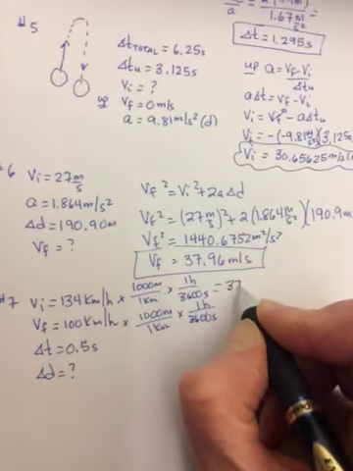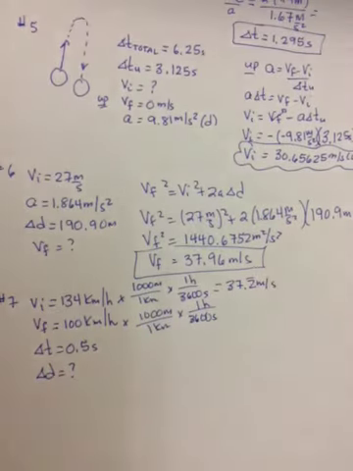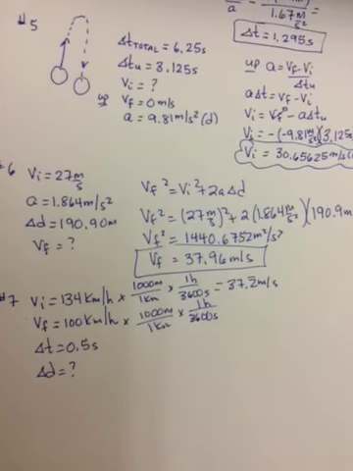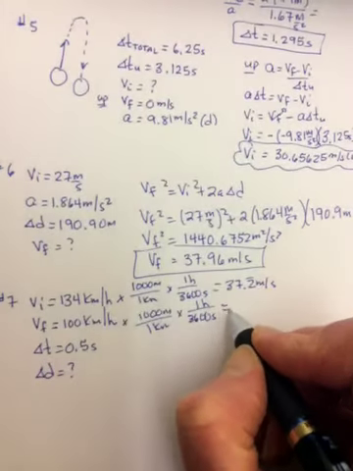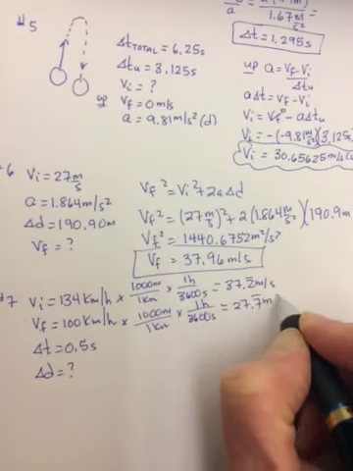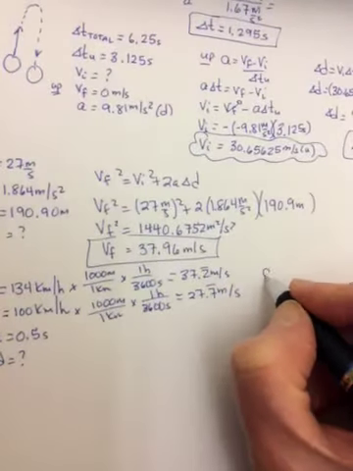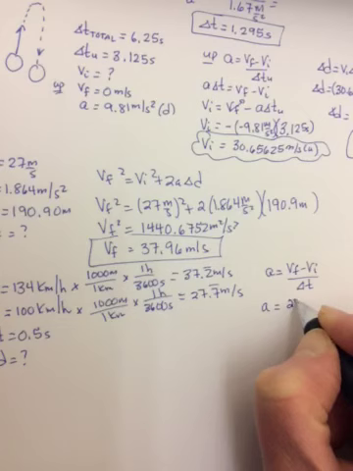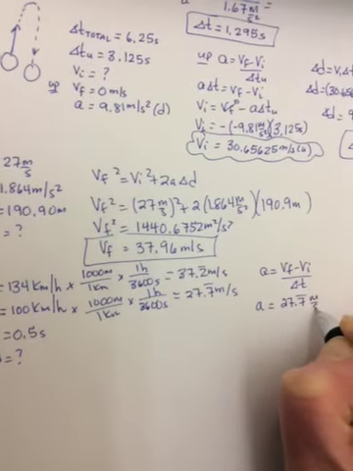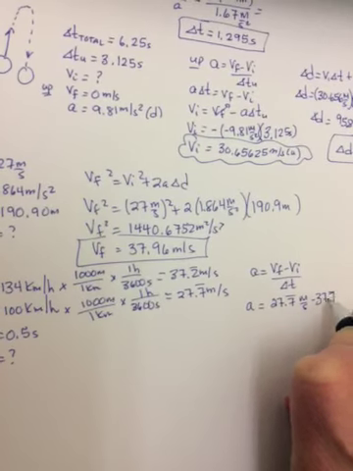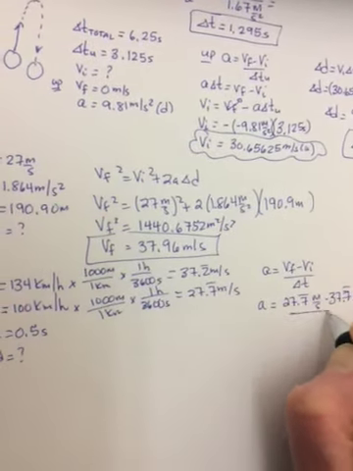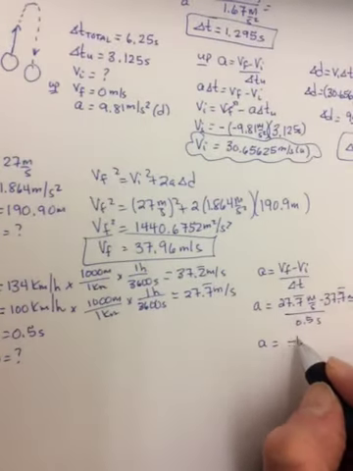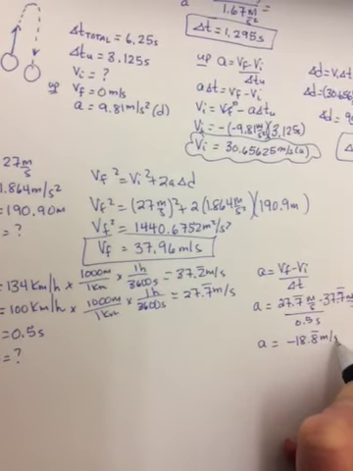So 134 is 37.2 repeating meters per second. And was 100, right? Not 110? Yeah. Is 27.7 repeating meters per second. All right, your first step, you can find your acceleration. A is equal to VF minus VI over delta T. So A is equal to 27.7 repeating minus 37.7 repeating divided by 0.5 of a second. And when you do this, you should get an A of negative 18.8 repeating meters per second squared.